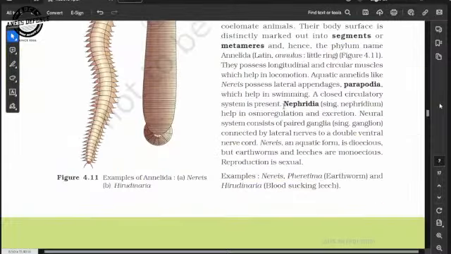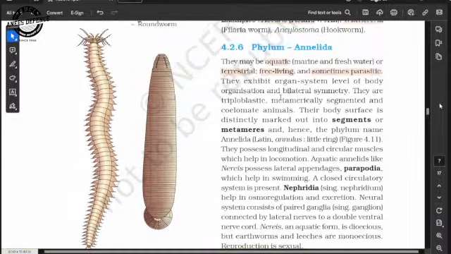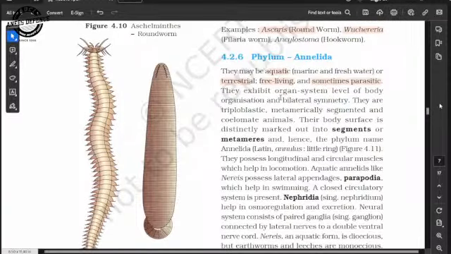So, Annelida, as you already know, protonephridia are present in platyhelminthes and nephridia are present in annelida. What is the difference between protonephridia and nephridia? Protonephridia means flame cells, typically present in platyhelminthes. Please take your notes. In case of Annelida, excretion is through nephridia, which help in osmoregulation and excretion.